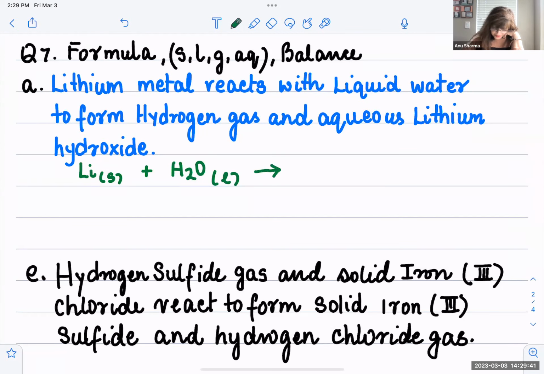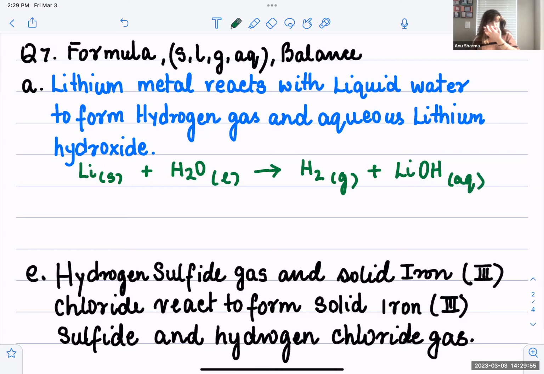So this gives you hydrogen gas, H2 as a gas, and aqueous lithium hydroxide, LiOH, aqueous. Now, the formula of lithium hydroxide is LiOH. Hydroxide is OH and lithium is in group 1A, so plus one charge. So only one OH ion. Very important to write the correct formula. Okay. Now, we write this down and then we are going to balance it.